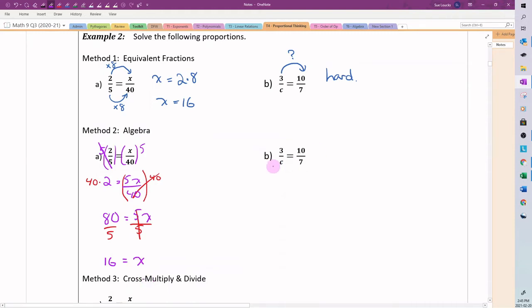All right. Now I'm going to do this with example B. So I'll just do the same thing. I'm going to multiply both sides by C.